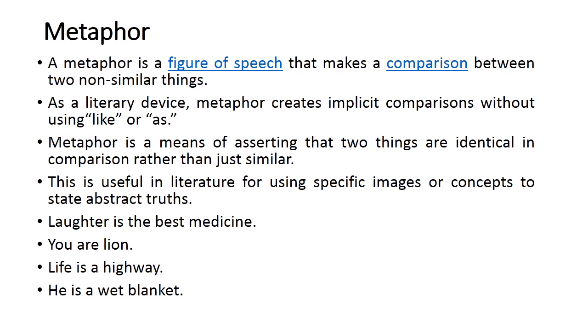Metaphor is a means of asserting that two things are identical in comparison rather than just similar. This is useful in literature for using specific images or concepts to state abstract truths. Look at these examples of how metaphor has been used. Laughter is the best medicine. You are a lion. Life is a highway. He is a wet blanket. So in all these examples, direct comparison has been made between different things.